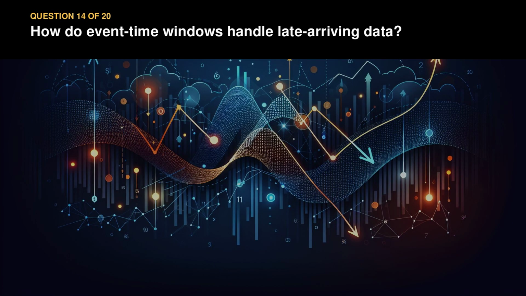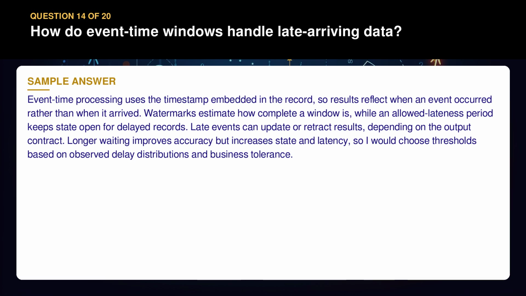Question 14. How do event time windows handle late arriving data? Event time processing uses the timestamp embedded in the record, so results reflect when an event occurred rather than when it arrived.